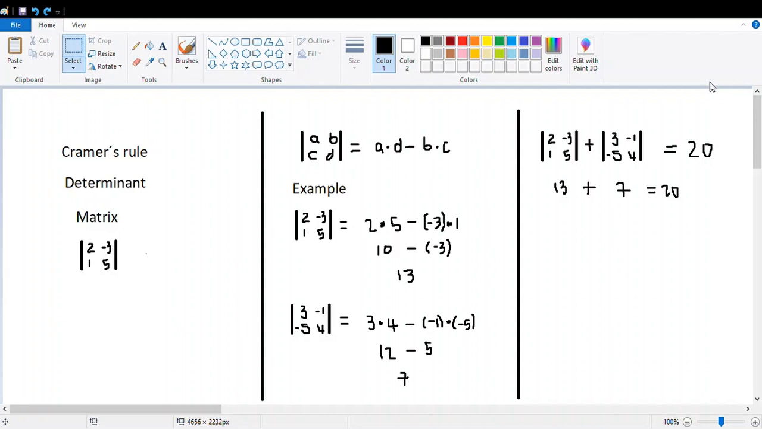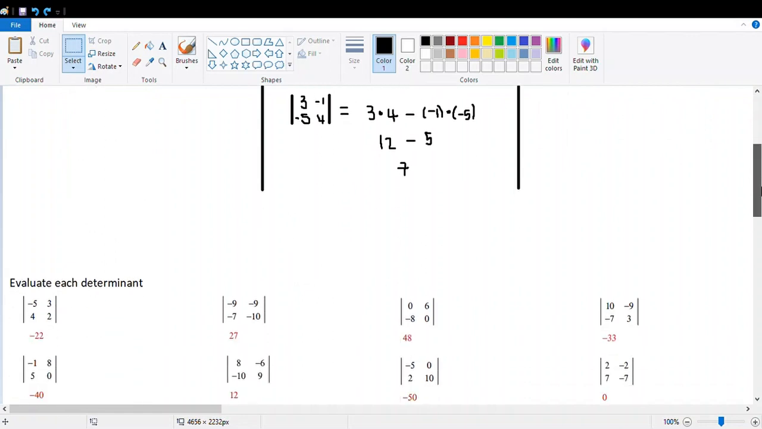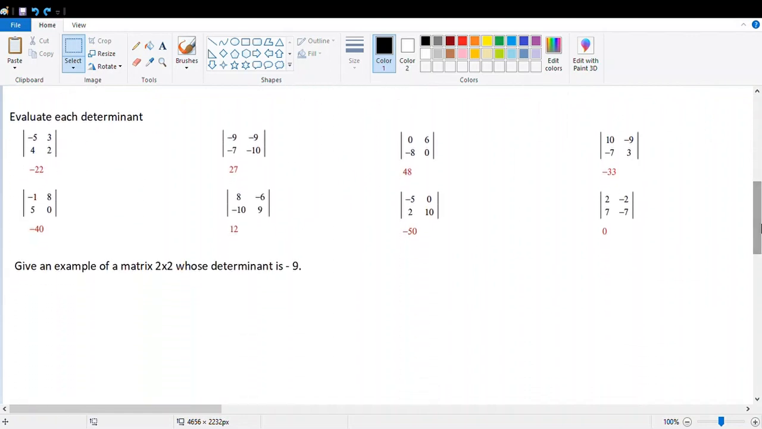Okay, remember that we are talking about Cramer's rule. Cramer's rule uses determinants to solve a system of linear equations. But first, of course, we have to practice a little bit more. How can we find determinants? Okay, then I'm going to provide these exercises to practice.